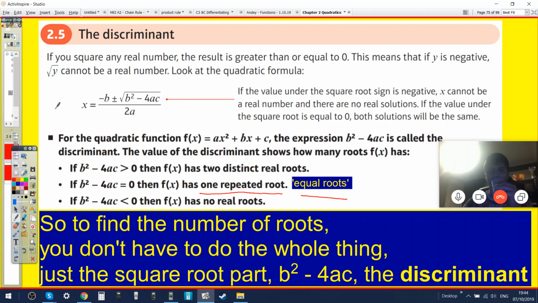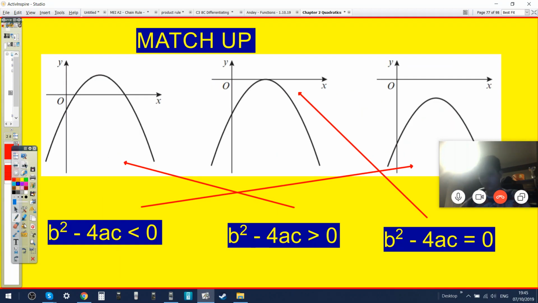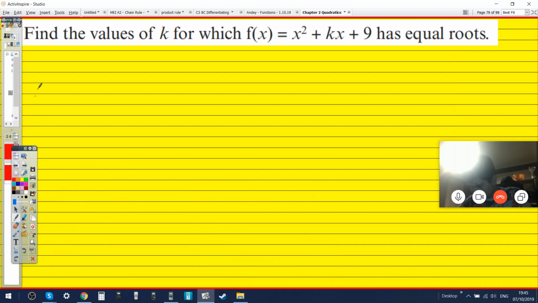I don't know what this one. Greater than, less than, equal to 0. Oh, real roots. b squared minus 4ac is bigger than 0. We want equal roots. Oh, b squared minus 4ac equals 0. Yeah, so it's a different way of saying one repeated root. Okay, b squared minus 4ac is equal to 0.